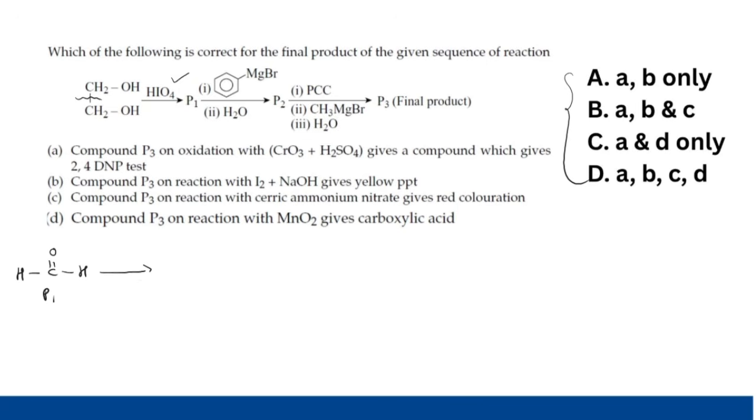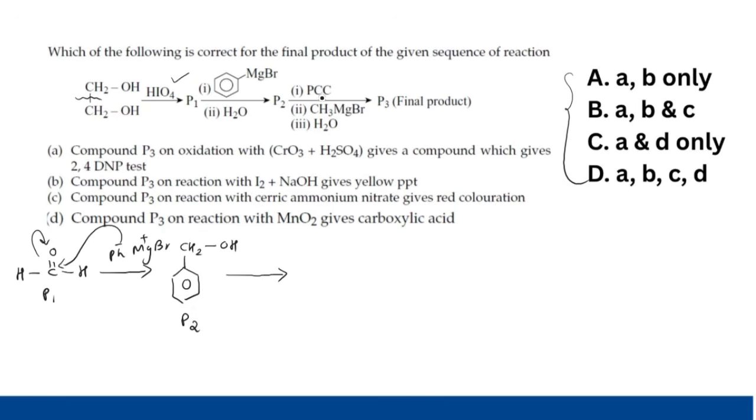When P1 is treated with the Grignard reagent, phenyl magnesium bromide, the phenyl part is going to attack the carbonyl carbon and it will undergo addition. And upon hydrolysis, you can see that we are going to get the primary alcohol. So this will become CH2 and then OH. So what will be this? This will be our product P2, benzyl alcohol.